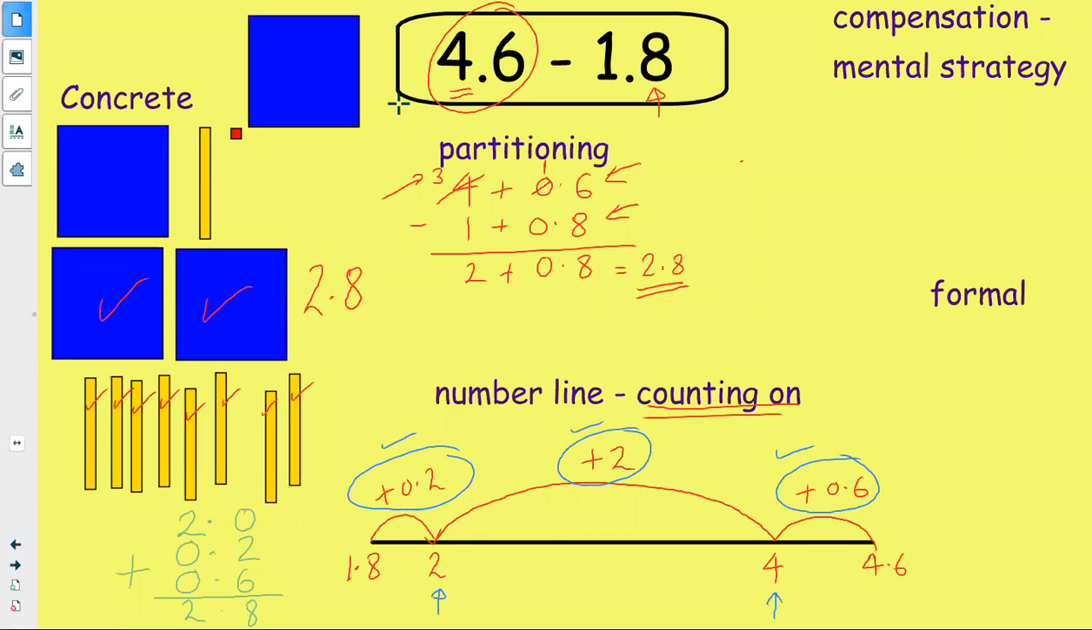Compensation, again, you could use this as a mental strategy. So if you started at 4.6, instead of subtracting 1.8, if I rounded that to a friendly number, if I rounded that to 2, my answer would be 2.6. But I have rounded that number up. I have added 0.2 to that number to get to 2.